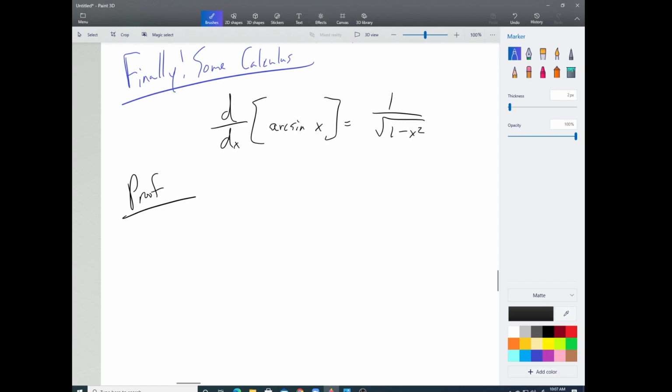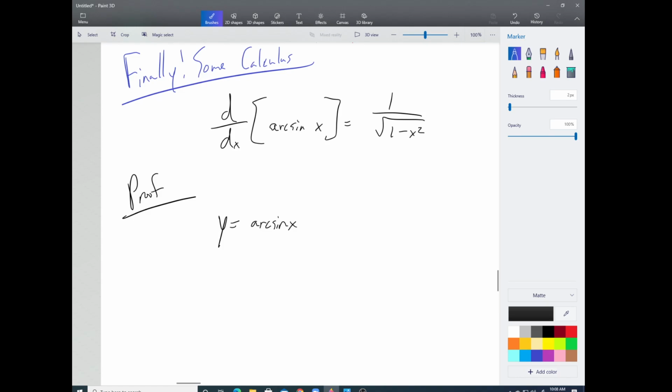So I showed these to you at the beginning of class, what your derivatives equal, but let's prove it to you using the knowledge from that last problem we just did. So we have a function, we're going to go ahead and call it y, and it's going to equal the arcsine of x.